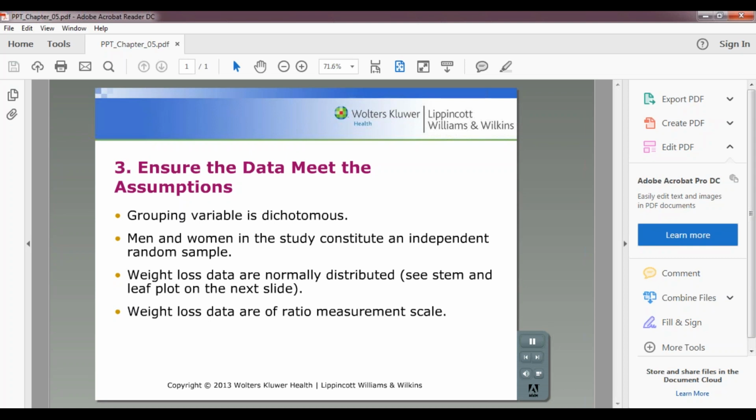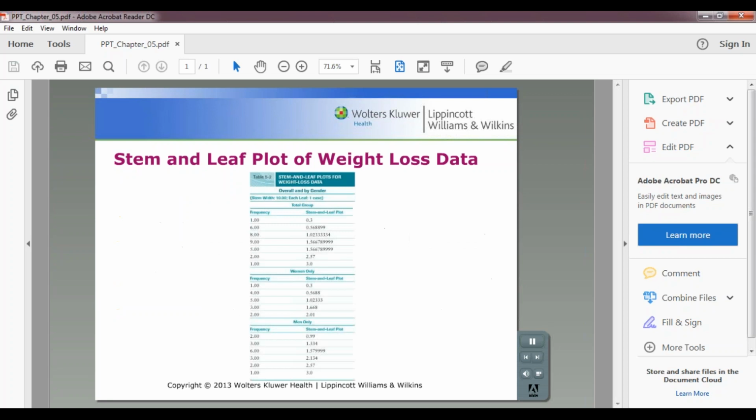Weight loss data are normally distributed, and the way to do this is we can look at the stem and leaf plot, and we'll show an example of that on the next slide. And the weight loss data are ratio measurements, so it ultimately falls under continuous. And here's our normal distribution. To determine, we look at this stem and leaf plot to validate that our assumptions are met.